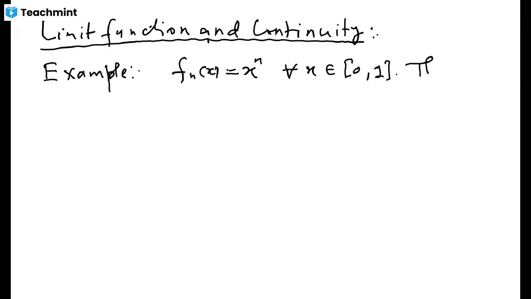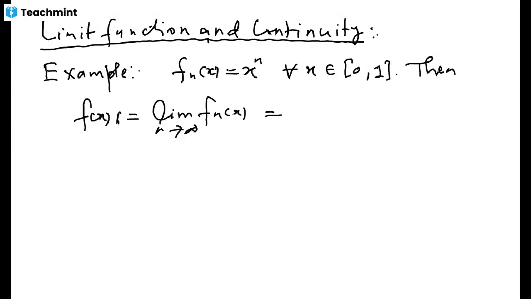Then, as we have already seen, the limit function f(x) of this sequence is as follows. If x equals 1, then it will be 1, because x to power n is 1 if x is 1. And if 0 is less than or equal to x less than 1, then we know that the limit of x^n as n goes to infinity is 0. So this is the function.